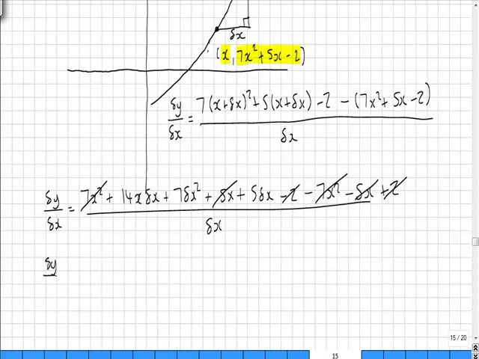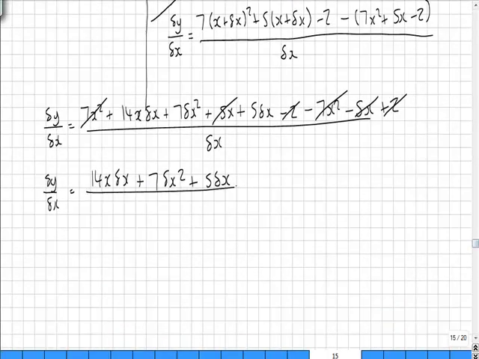We can then rewrite this as being delta y by delta x is 14x delta x plus 7 delta x squared plus 5 delta x, all divided by delta x. We should see at this stage that every term has delta x in it, so we can divide through by delta x, giving us delta y by delta x is equal to 14x plus 7 delta x plus 5.